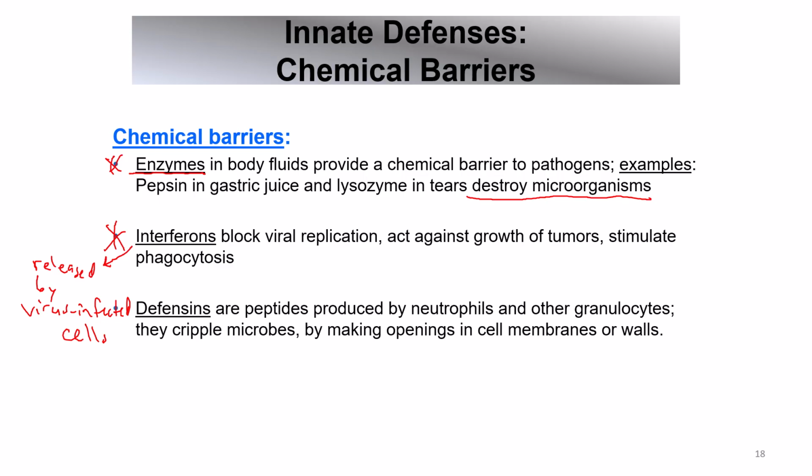Another type of chemical barrier is actually just proteins called defensins. Put a star for this one. Now it says these are peptides, meaning again proteins, that are produced by neutrophils and other granulocytes as well. And what they do is they kind of act like bullets. So they make openings in the cell membrane or the walls of the pathogen. So just like bullets, the cell actually ends up deflating, losing its fluid, and finally it ends up dying.